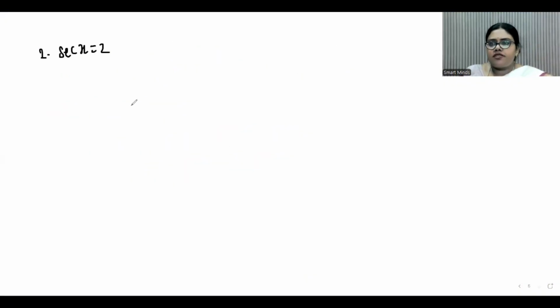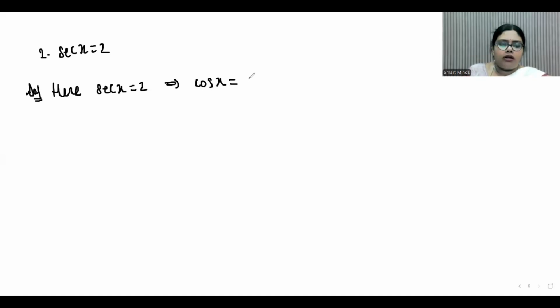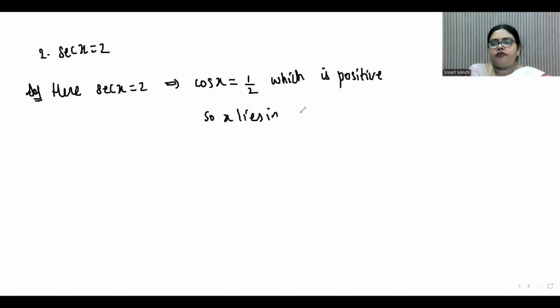Take the next question. Secant x equals 2. Here, secant x equals 2. That means cos x is the reciprocal of secant x, right? So cos x is 1 by 2. You can see it is positive. So cos is positive. That means x lies in either the first quadrant or the fourth quadrant.